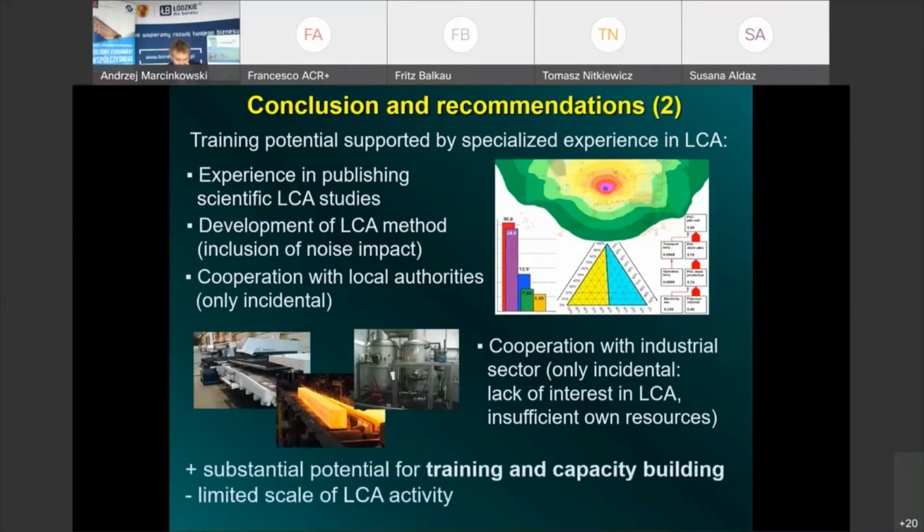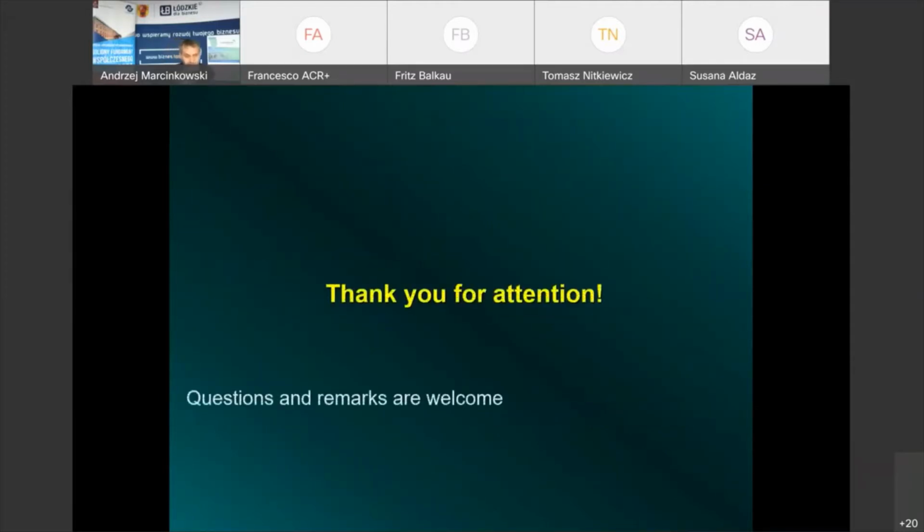And to sum up, I can conclude like this. We've got substantial potential for training and capacity building, but unfortunately the scale of life cycle analysis activity is still limited. Thank you very much for your attention, and your questions are welcome now.